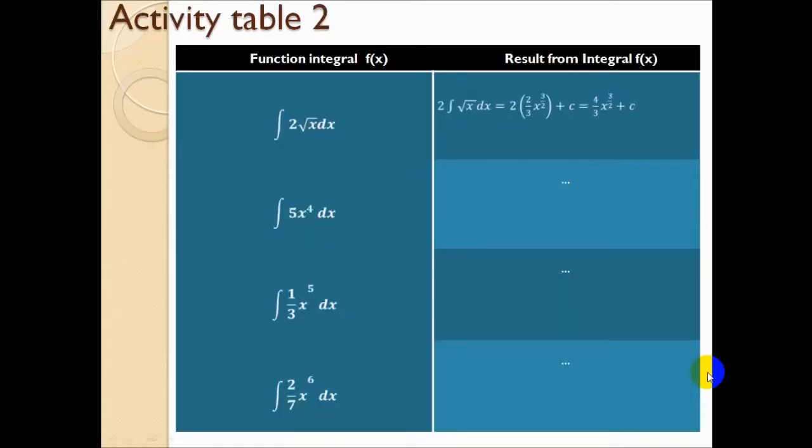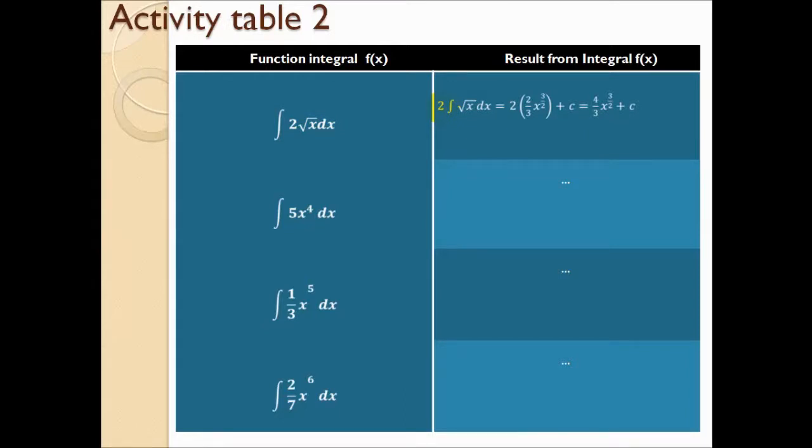Let's see the activity table 2. For example, like this: the integral of 2 times the square root of x dx. If we know that the square root of x means x to the power of a half, right? So it is no problem, because the power can be any real number, and then we can solve it. 2 is a constant number, right?